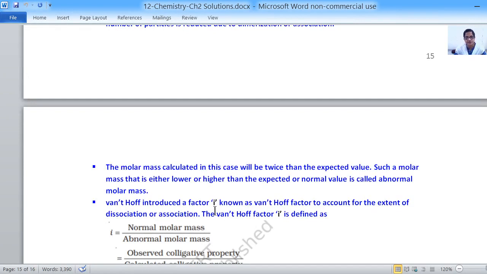He introduced a factor, and that factor is known as i. We represent that factor as i, and it is known as the Van Hoff factor, in order to account for the extent of association or dissociation. What is the effect of association or dissociation? In order to account for that, he introduced a factor denoted with the symbol i. This is called the Van Hoff factor. The Van Hoff factor i is defined as follows.